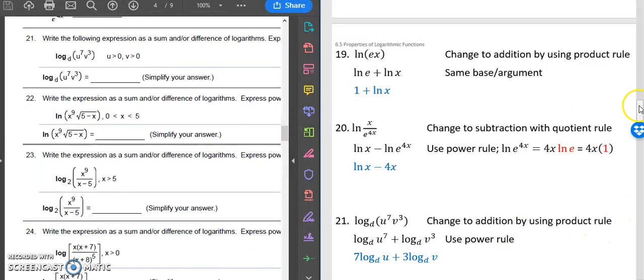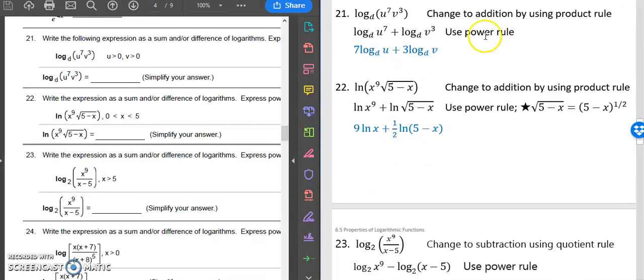Number 21, we have log base d of u to the 7th times v to the 3rd. So we have multiplication going on in here. So first we'll change that to addition using the product rule. So we'll have log base d of u to the 7th plus log base d of v to the 3rd. Now we can use the power rule to move these exponents to being our coefficients. So we'll take the 7 down, we take the 3 down, and we end up with 7 log base d of u plus 3 log base d of v.